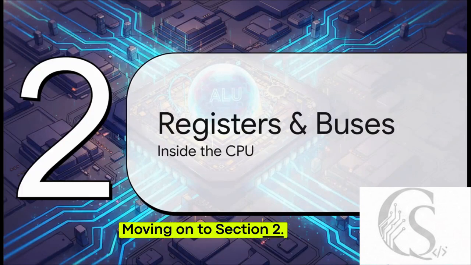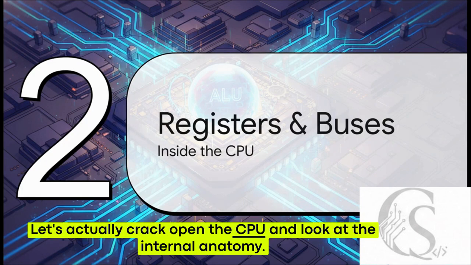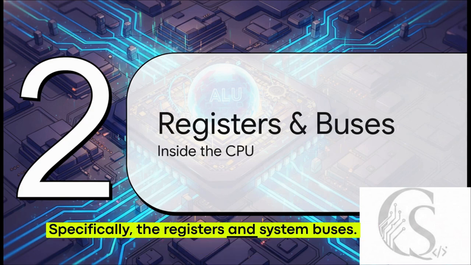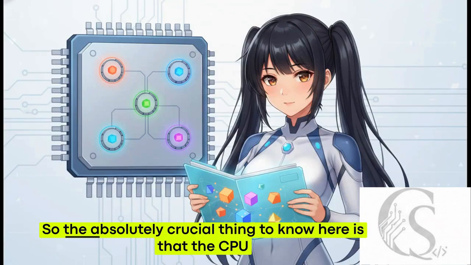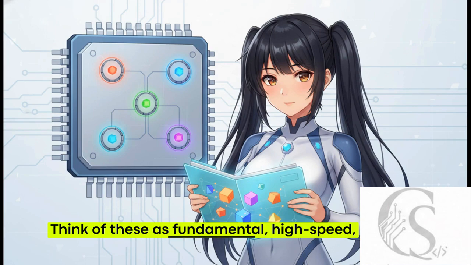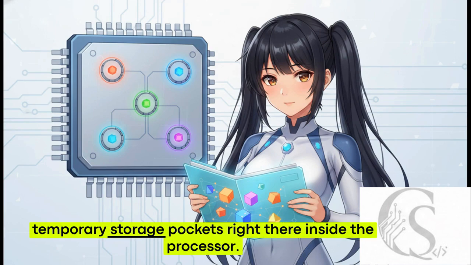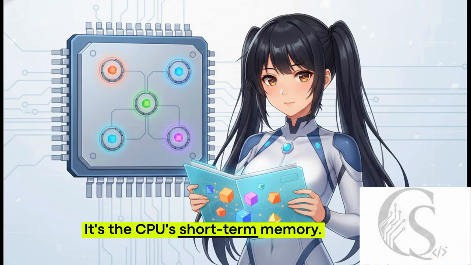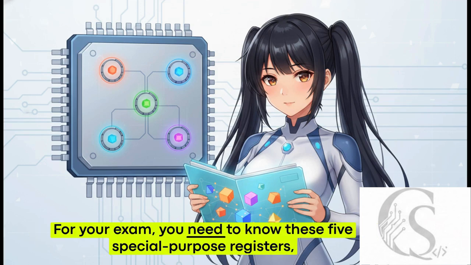Moving on to Section 2, let's actually crack open the CPU and look at the internal anatomy, specifically the registers and system buses. So the absolutely crucial thing to know here is that the CPU relies on what we call registers. Think of these as fundamental, high-speed, temporary storage pockets right there inside the processor. It's the CPU's short-term memory. For your exam, you need to know these 5 special-purpose registers cold.